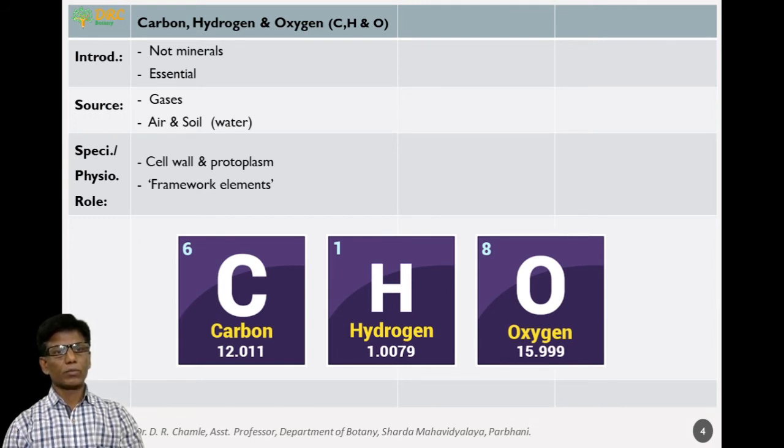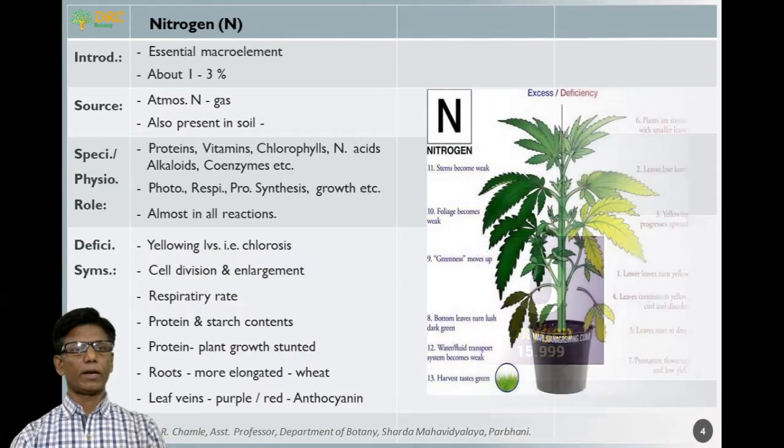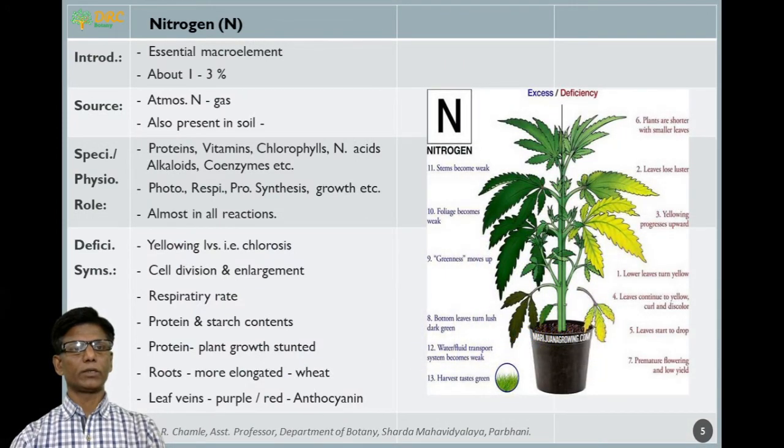After these carbon, hydrogen and oxygen elements, we will see the next element, nitrogen. At first, we will see in brief an introduction about nitrogen. Nitrogen is an essential macro element. Approximately, in the plant body, the amount of nitrogen is about 1 to 3% only.